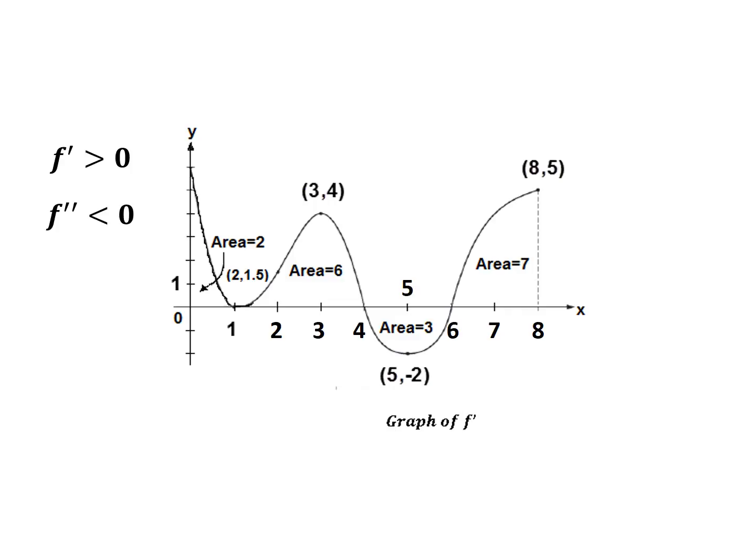On the open interval x greater than 3 and less than 4, we can tell that f prime is greater than 0, but f prime is decreasing as x increases from the graph. Therefore, f double prime is less than 0. So, on open intervals 0 to 1 and 3 to 4, the graph of the function f is concave down and increasing.